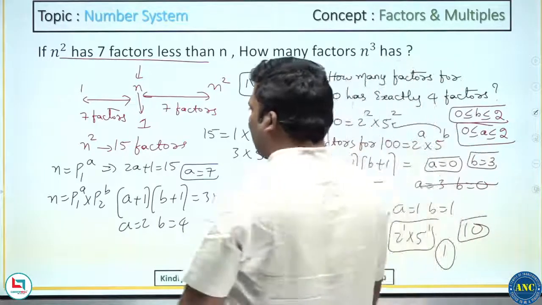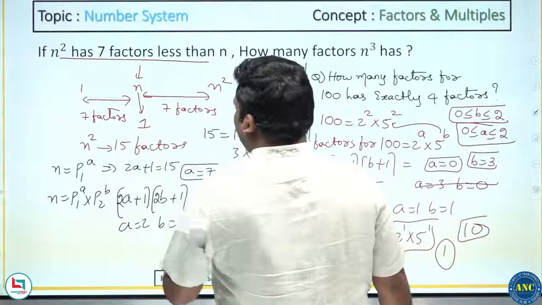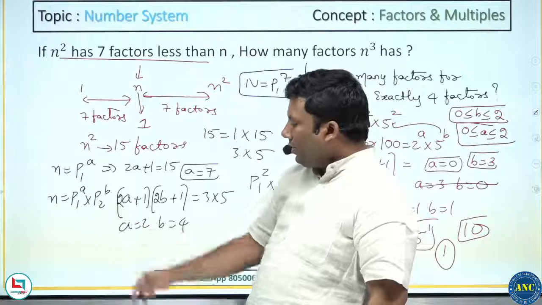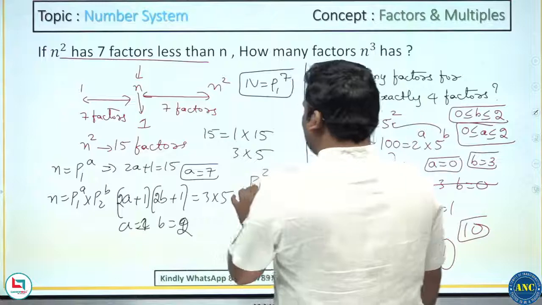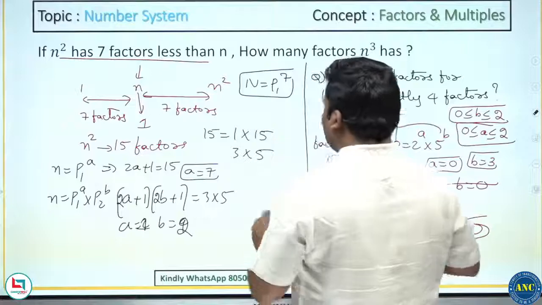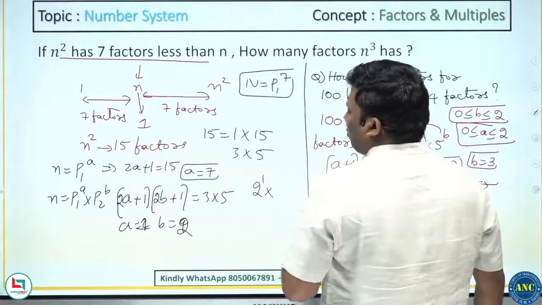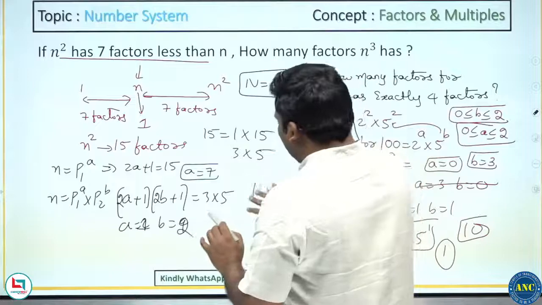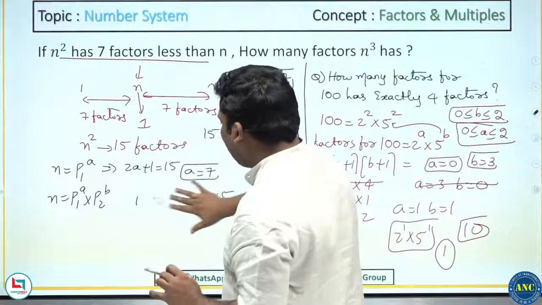Okay, 1 minute, sir, 1 minute. So these 2a plus 1 into 2b plus 1, square, right, p1 power 2a, 0 to 2a, 2a plus 1, 2a plus 1. A value is 1, b value is 2. So a value 1, b value 2. What will be the answer? Let me erase it and write down neatly. I hope the idea is clear.